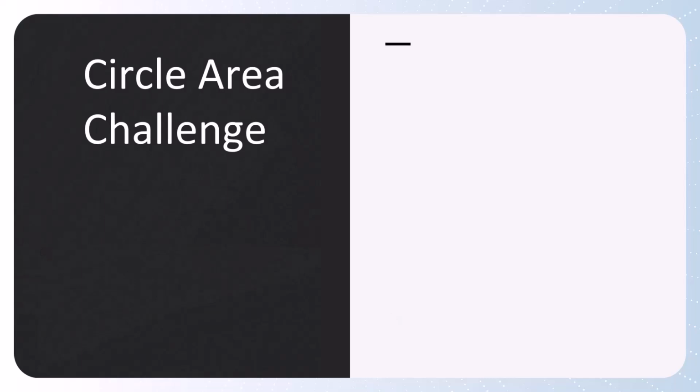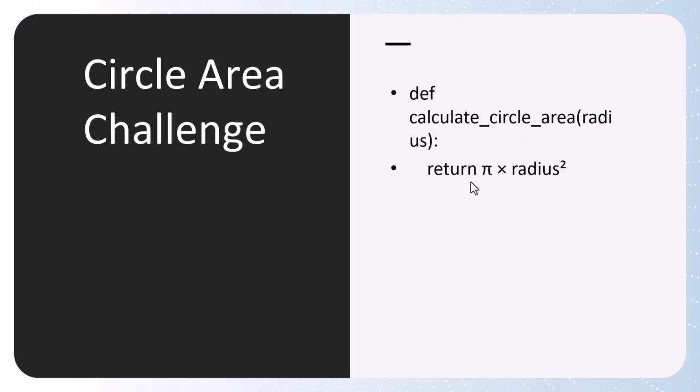And then we have got a circle area challenge. Now we have got a small challenge on how to calculate the area of a circle through Python. So here is a function. I've named it calculate_circle_area, and I'm passing the radius. Now it should ideally return pi times radius squared, but pi is not recognized by Python, so I have to give it a value.